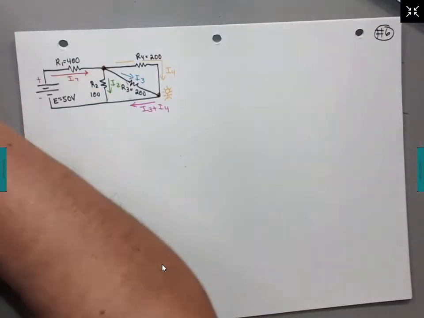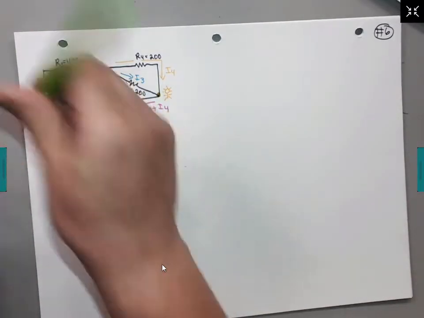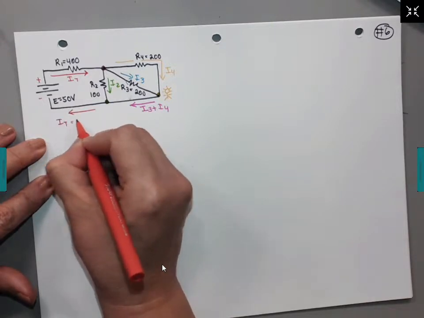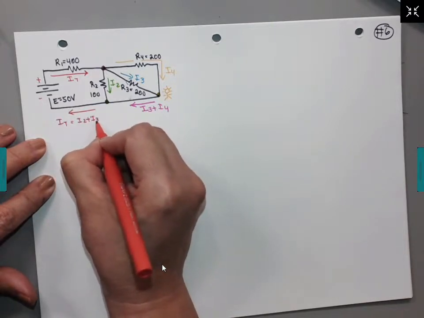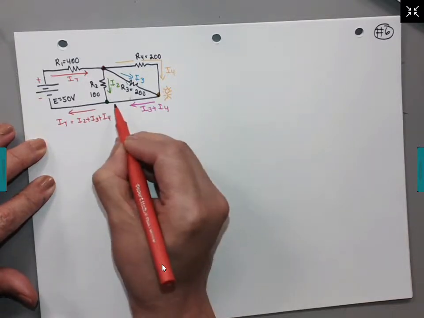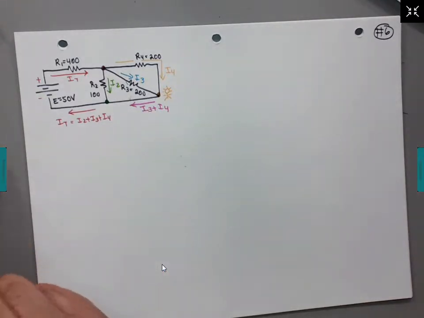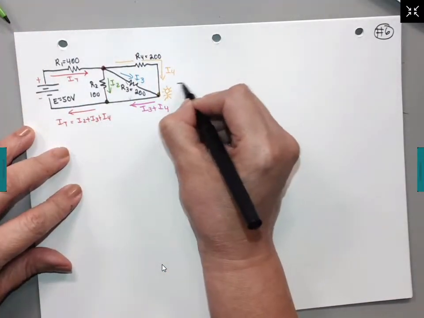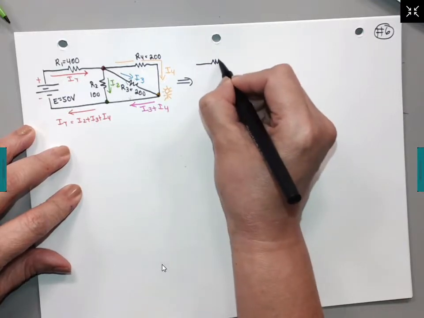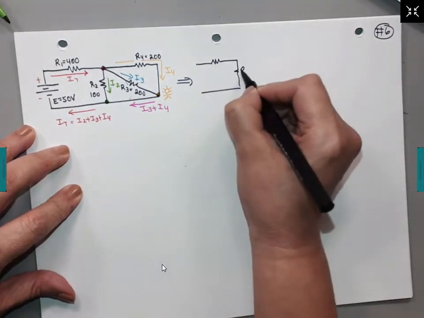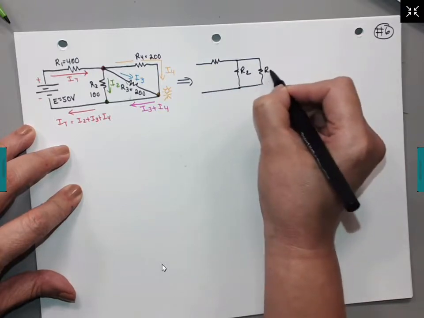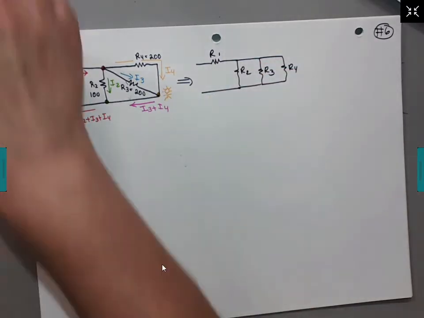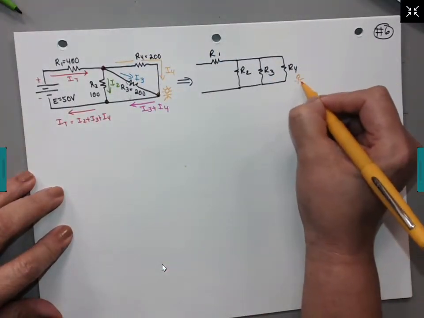And then at this point right here, they combine and become IT. Right there, IT is equal to I2 plus I3 plus I4. But this section right here is only I3 plus I4. Therefore, you could have said, oh, they're trying to trick me there. This is really just R2, R3, and R4. There you go. The little guy could see that too.